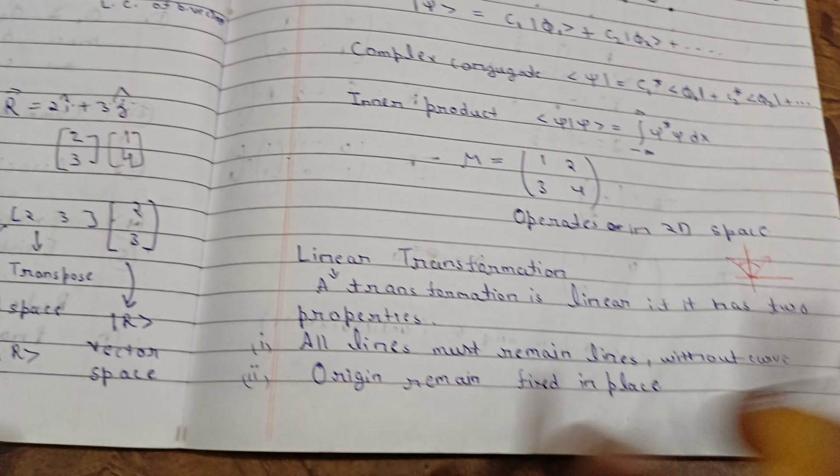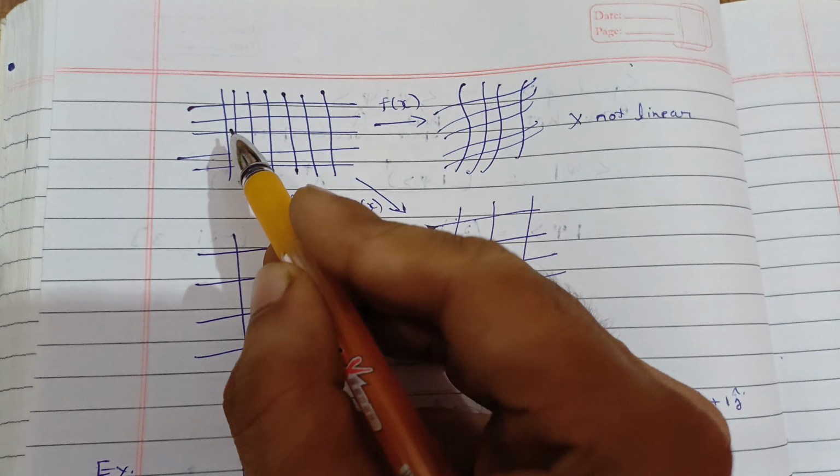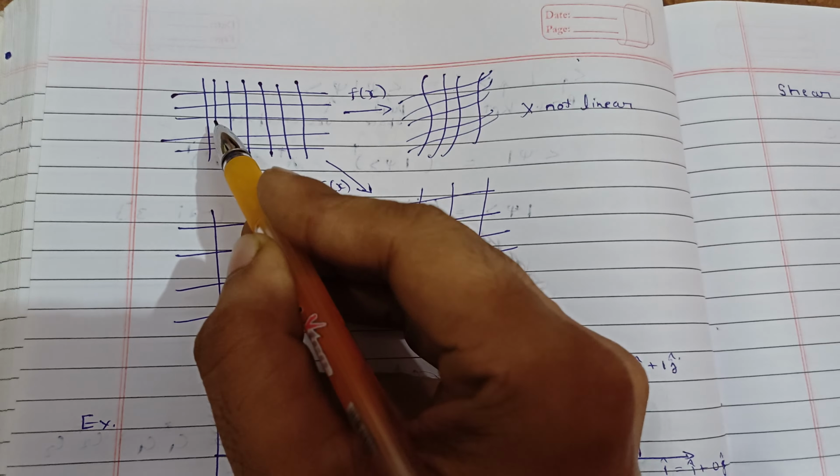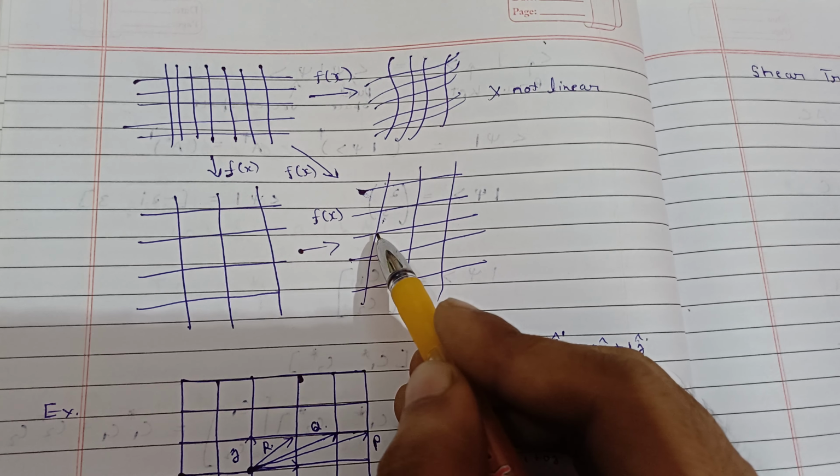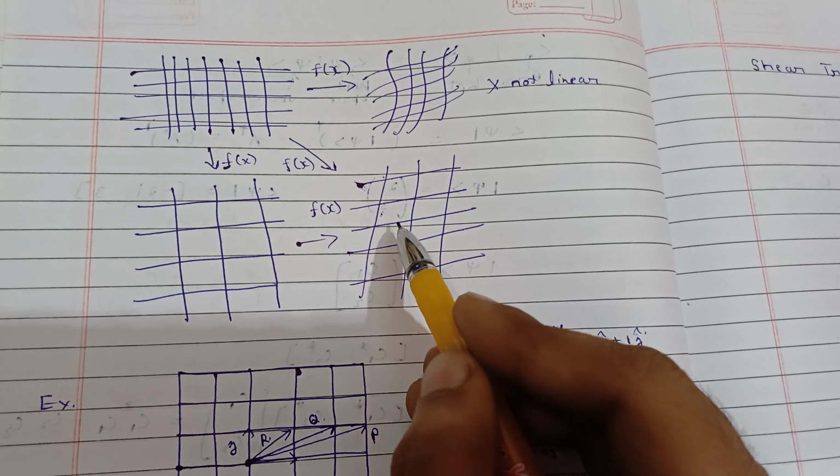And the second condition is that the origin remains fixed in place. So the origin must not change. If you have the origin here and you change this to this, the origin must remain there, and this can be tilted.